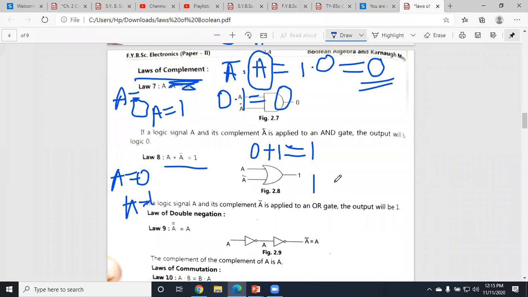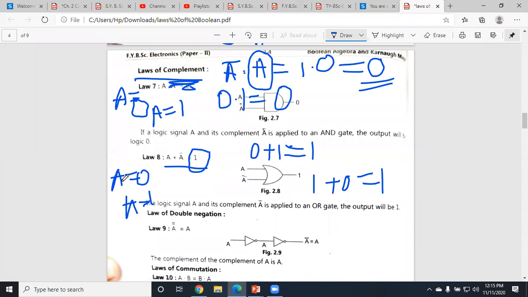1 plus 0 is equal to 1. Right? We get the same answer no matter what the value of variable A is. Correct? So this is nothing but your additive law of complement. You are taking the complement and adding it to the original variable, and in that case, the answer is going to remain 1 all the time.